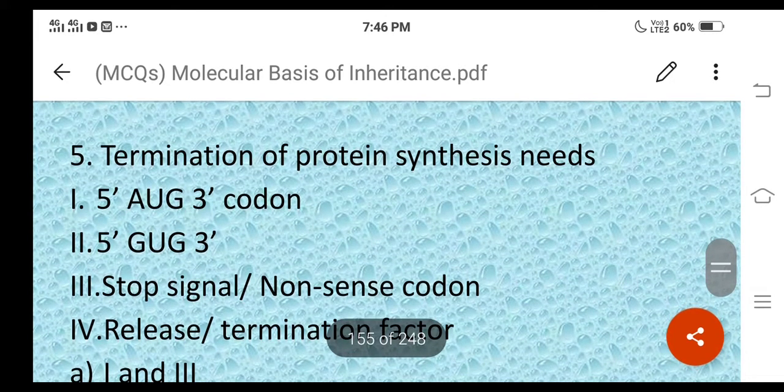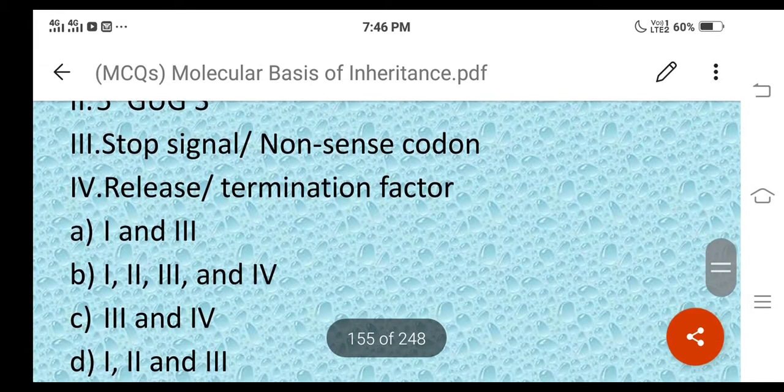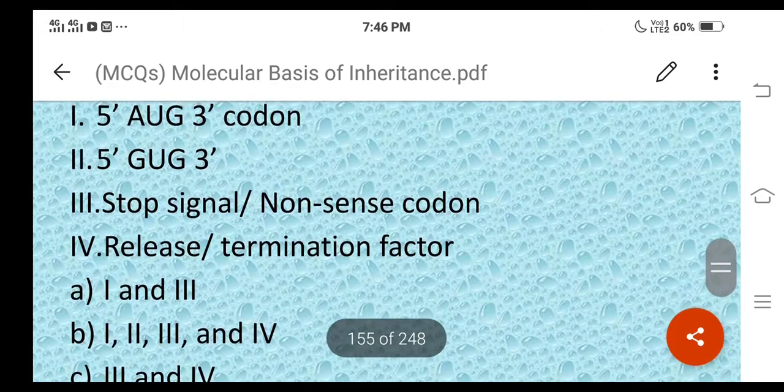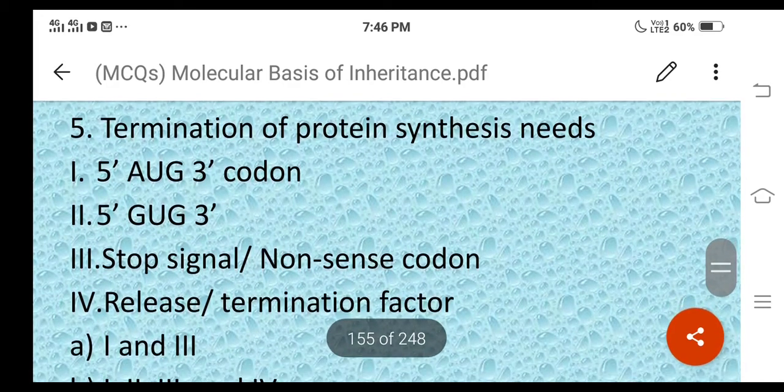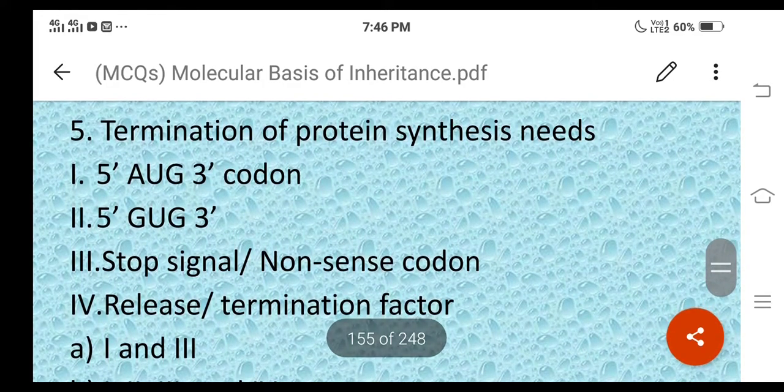Okay, and according to the question, which will become the answer here? Option C, 3 and 4. For the termination of protein synthesis, what is required here? A stop signal or nonsense codon is required, and in addition to that, a release or terminator factor is also required. For example, rho factor is also required to stop the protein synthesis, right?